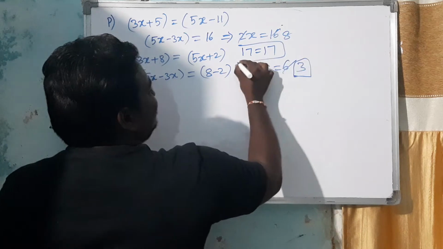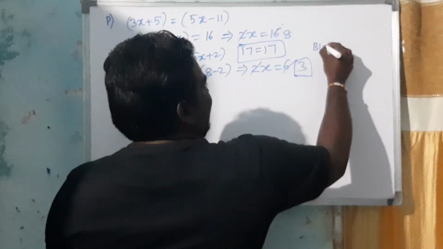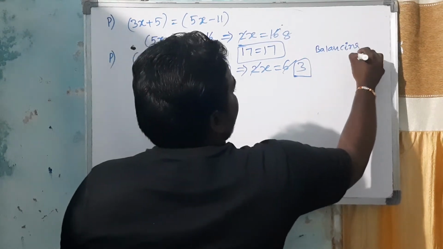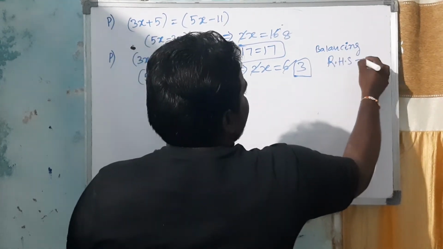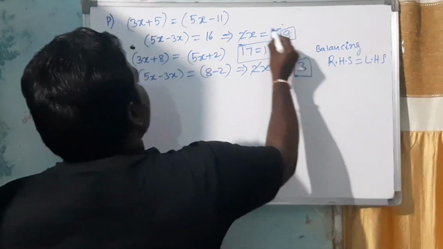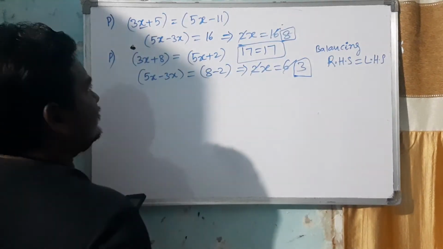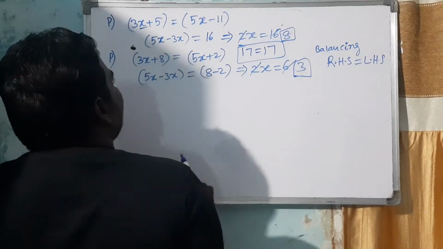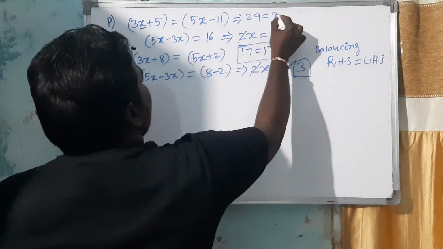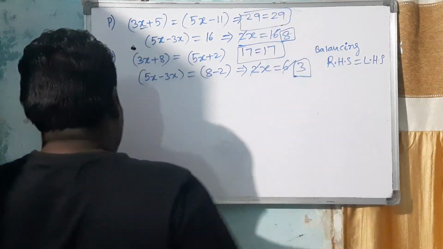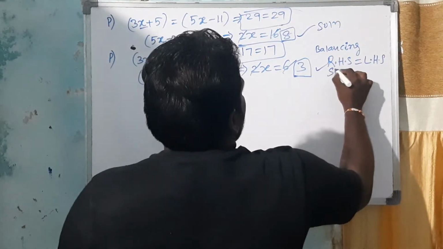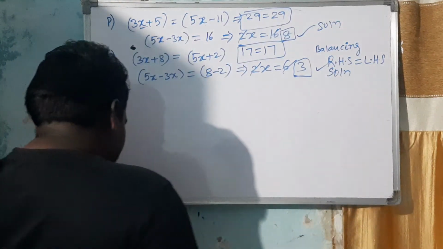This is called balancing of the equation. Balancing means the right hand side should equal the left hand side. That's it. In the same way, if you take x equal to 8, 3 into 8, 24, 24 plus 5, 29, 5 into 8, 40, 40 minus 11, 29. 29 equal to 29. So balanced, satisfied. If it is satisfied, that is the solution. 8 is the solution, 3 is also a solution. That's it. Next question.